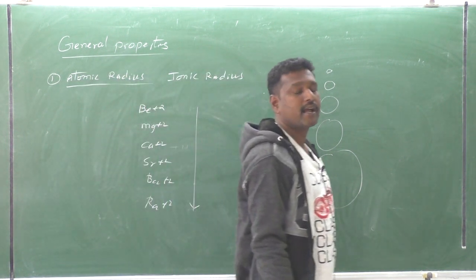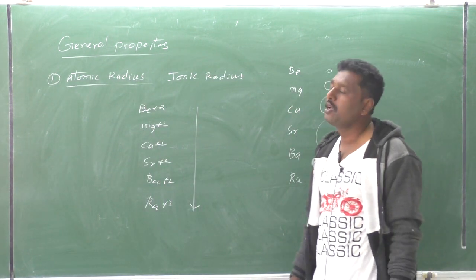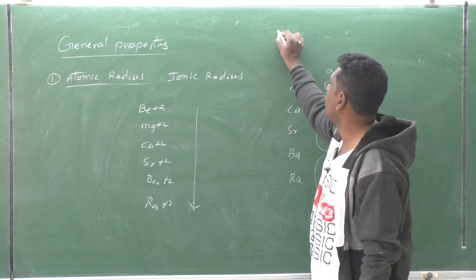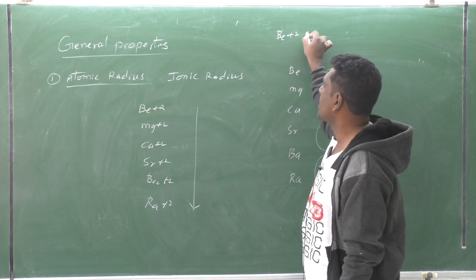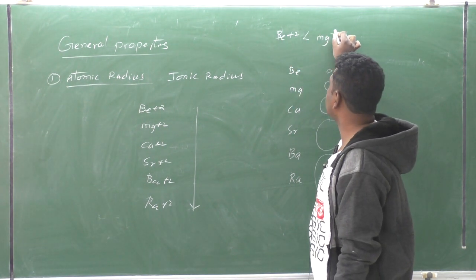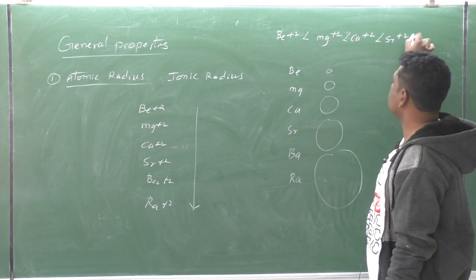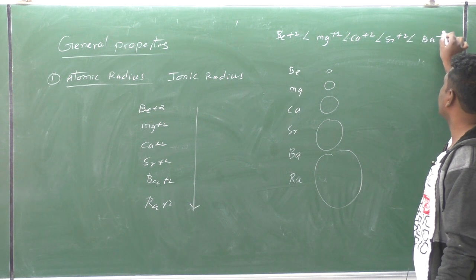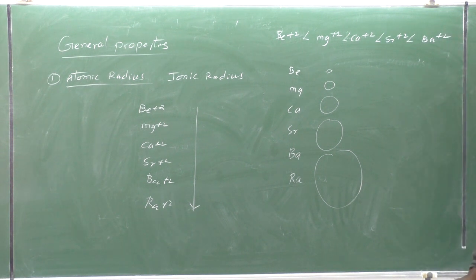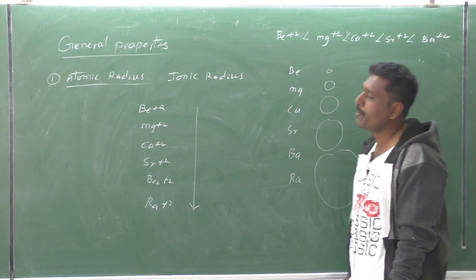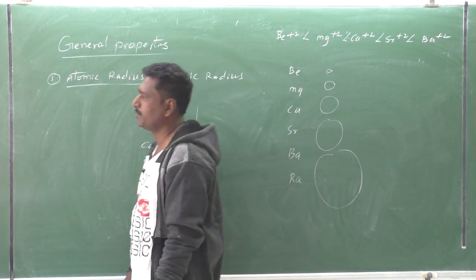Therefore, we can write the ionic radius order, or atomic radius order, like this: Be+2 is less than Mg+2, which is less than Ca+2, which is less than Sr+2, which is less than Ba+2. Like that we can write the atomic radius order.